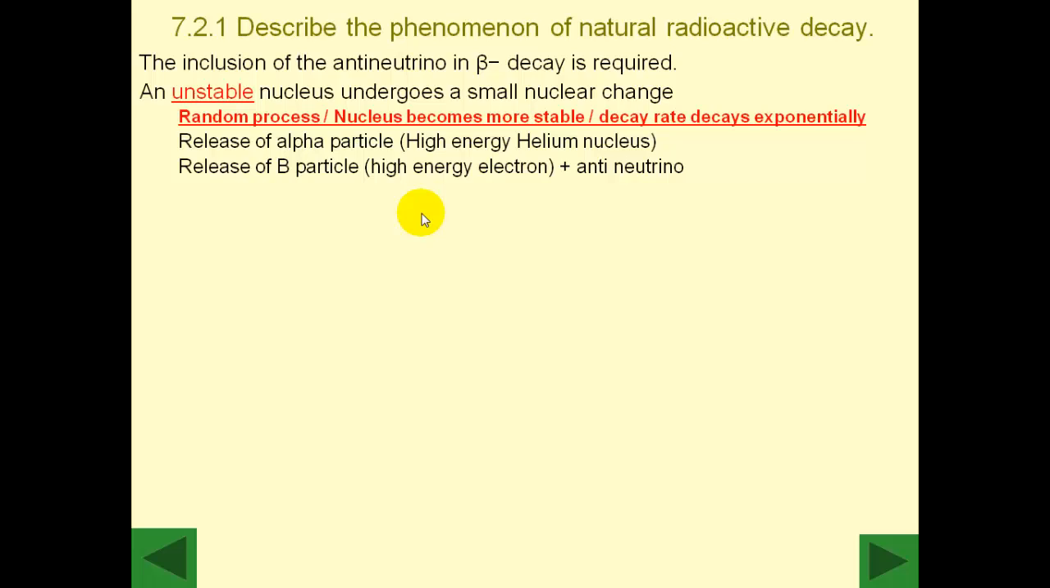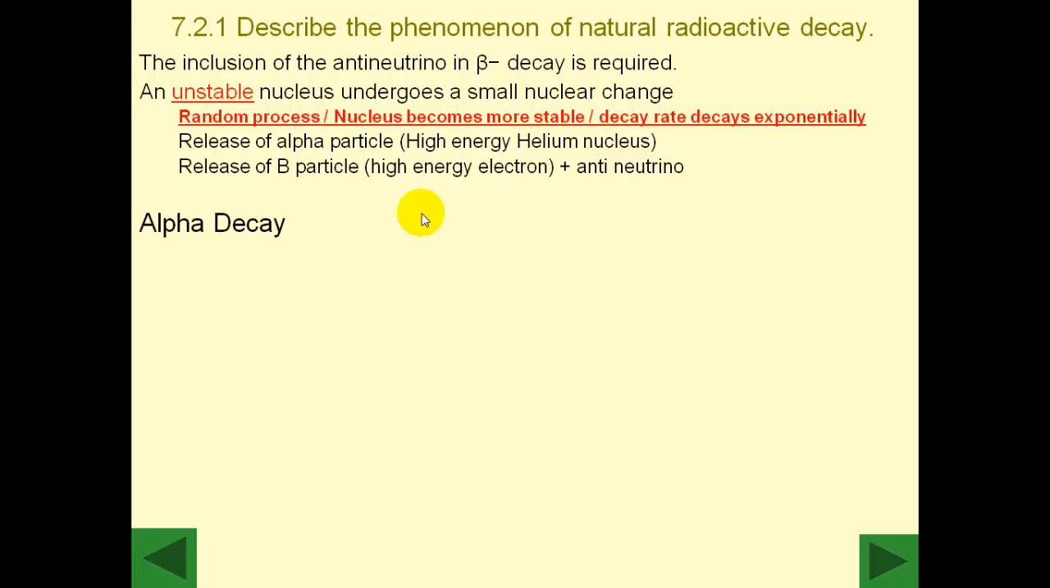You need to know that it's a random process, it can't be predicted, and this unstable nucleus becomes a more stable nucleus. Also, the decay rate decays exponentially, which means in a given period of time it will halve, and in the same period of time it will halve again. This is an exponential decay. It can be the release of alpha particles or beta particles and an antineutrino, or it can be gamma radiation.